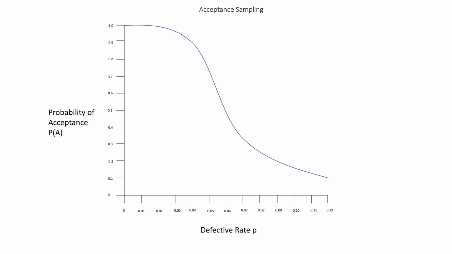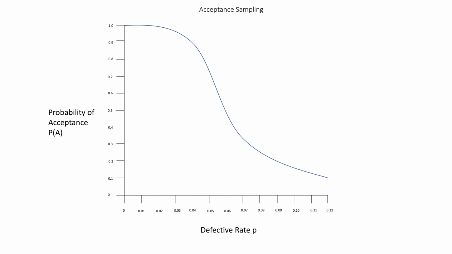The basic principle of acceptance sampling can be stated as the relationship between the defective rate of a lot and the likelihood that said lot will be accepted. This relationship can be easily described by the acceptance sampling curve, which shows that as the defective rate increases past about 1 to 2%, the probability of acceptance decreases rapidly.